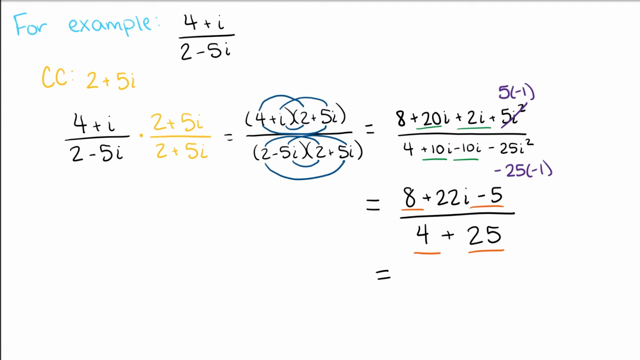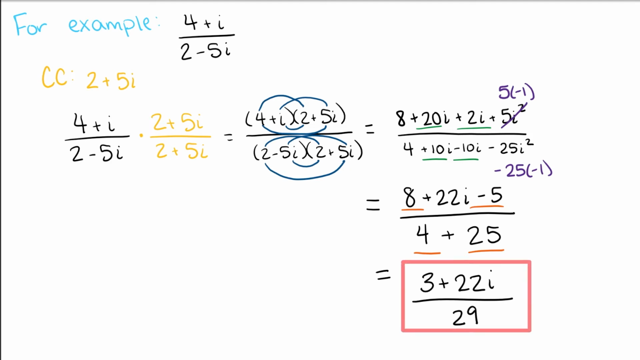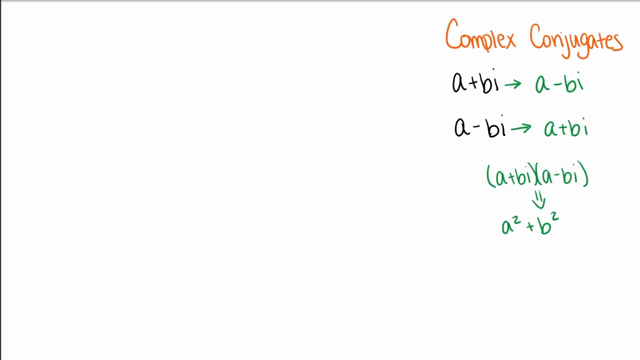So our final answer is 3 plus 22i over 29. Now let's look at some examples of dividing complex numbers. For our first example, we have negative 1 plus 5i over negative 8 minus 7i.